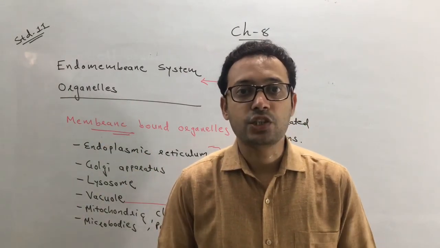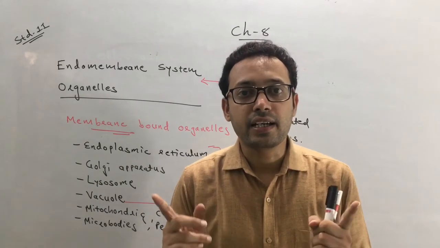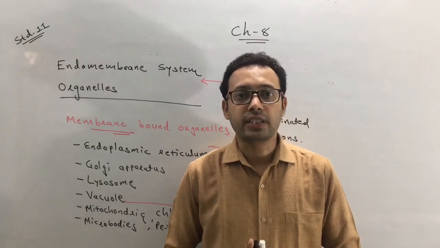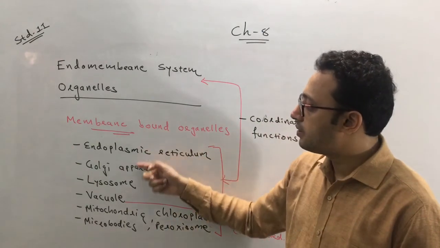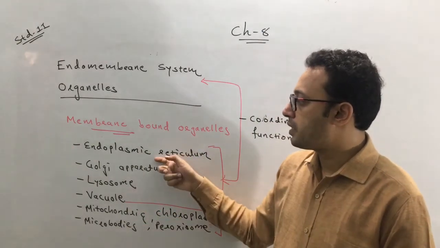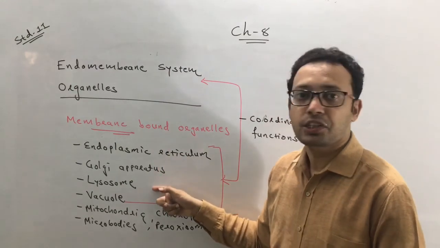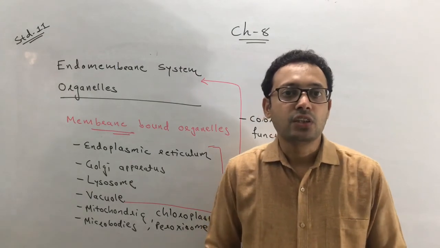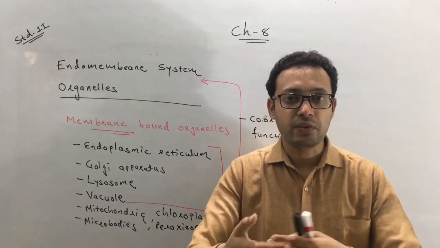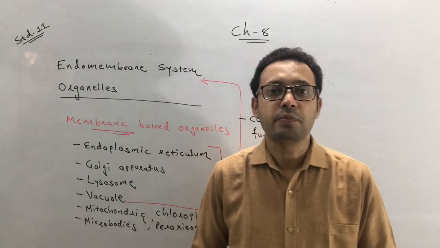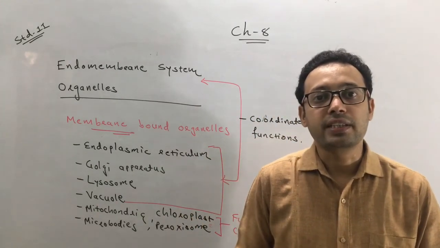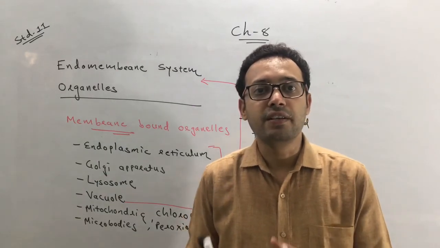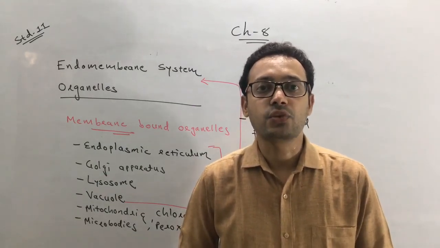In the next session we will learn about the individual organelles we find in a eukaryotic cell, and we will start in this sequence: endoplasmic reticulum, Golgi apparatus, lysosome, vacuole, because their functions are coordinated. So we will learn the coordination between them, or the coordinated functions between them. In the next session we will learn the structure and functions of different organelles you find in a living organism.